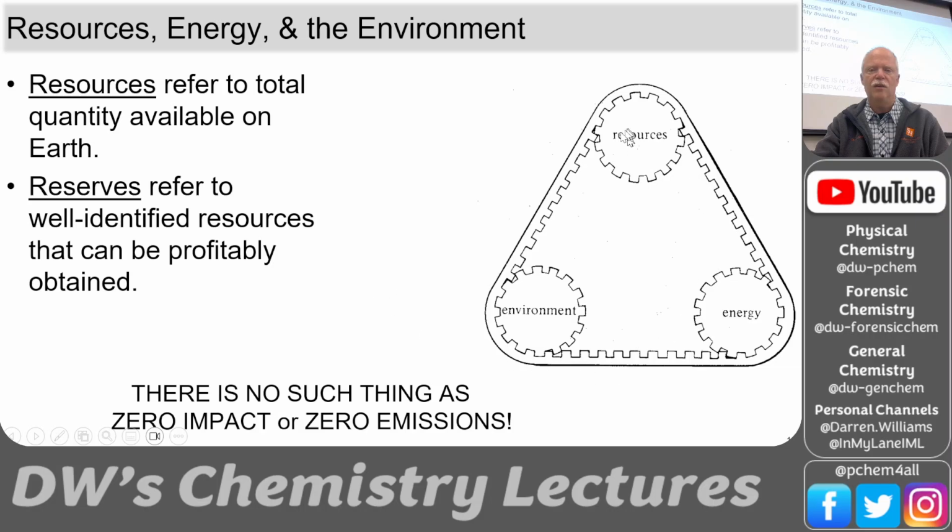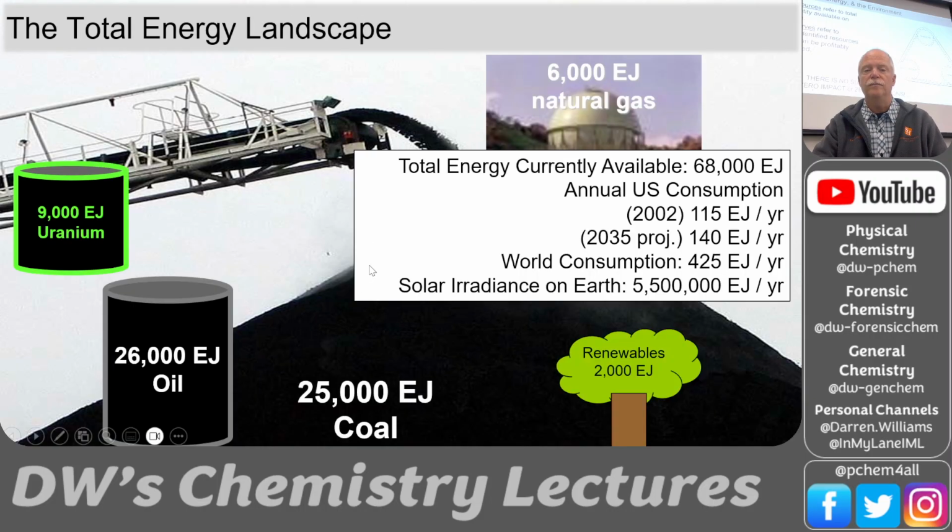Now, this is all connected. If we want to do the resources and reserves for energy production, it's connected to the environment. So there really is no such thing as zero impact or zero emissions. We have to balance these things. And in fact, our switch over to natural gas in a lot of our electrical generation has reduced the United States carbon output a dramatic amount. So it's been an important factor.